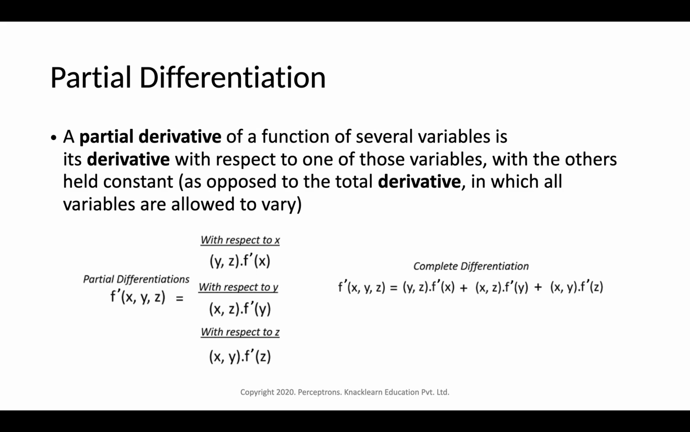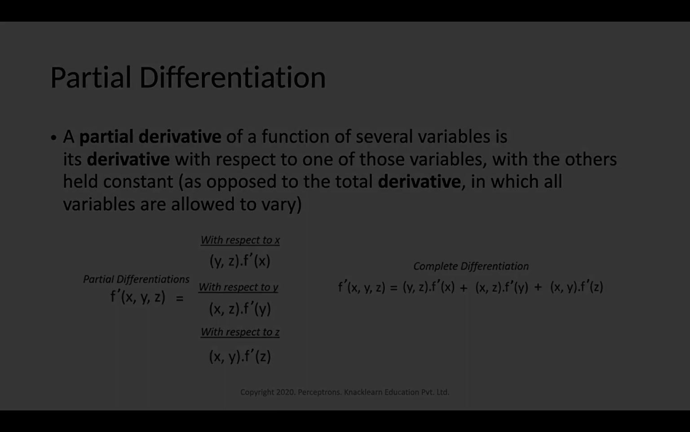Partial derivative is nothing but finding the derivative for each of the variables individually, that is, keeping the others constant. Suppose we have this function having three variables x, y and z. First we can find the derivative f of x, keeping y and z constant. Then we can find the derivative with respect to y, that is f of y, keeping x and z constant, and then the derivative f of z, keeping x and y constant. Then we can add everything up to find the complete differentiation. So it's like studying each part of the equation.